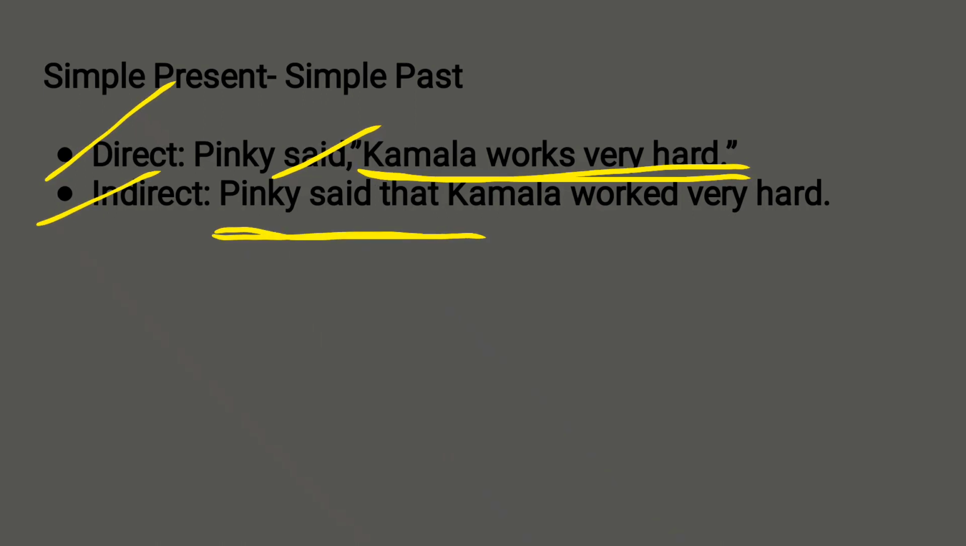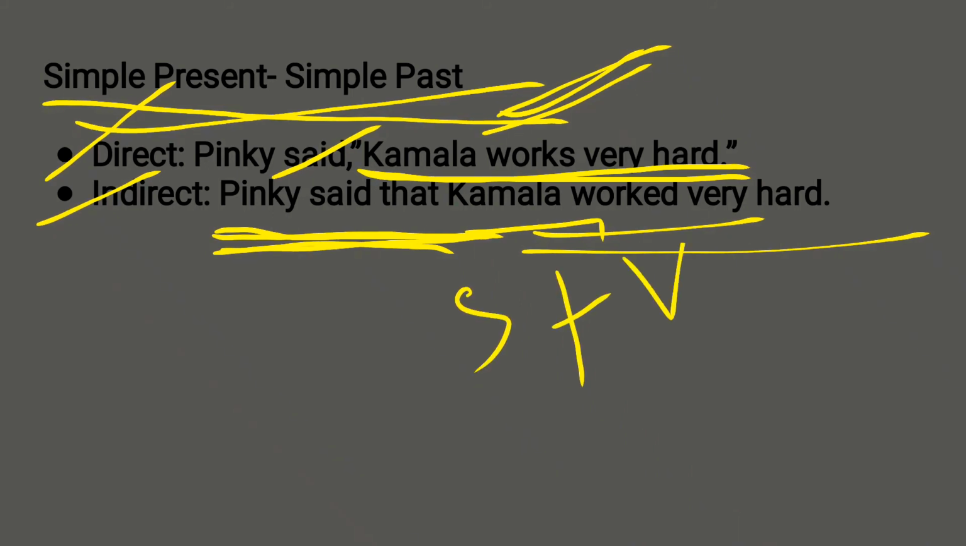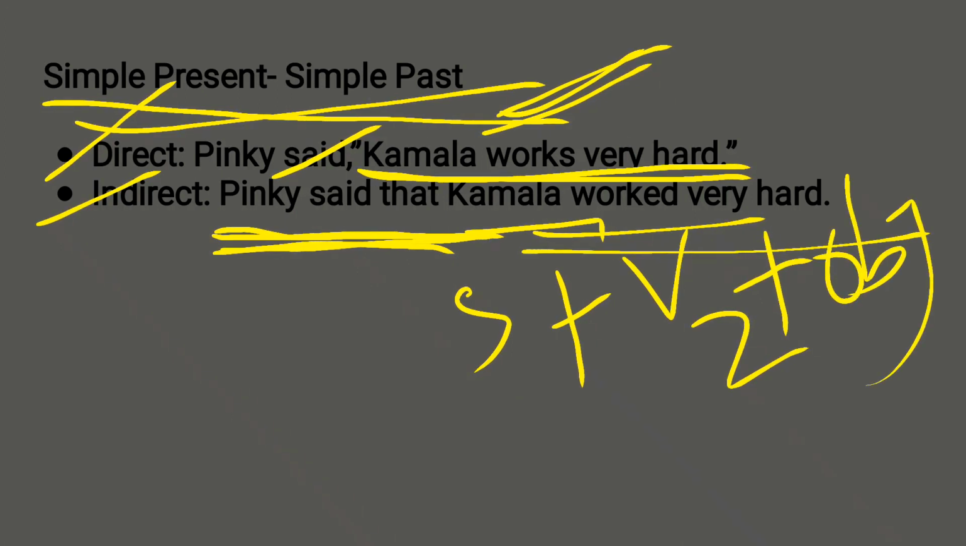So this is our rule. We have to add a conjunction whenever we are converting a sentence from direct to indirect. Pinky said that Kamala. Now since we have to change the verb from present to past, we have come to know from this tip that simple present will always get converted into simple past. So we will just change the verb: Kamala worked very hard. Now see, subject plus verb 2 plus object. So this is a simple past, yes or no?